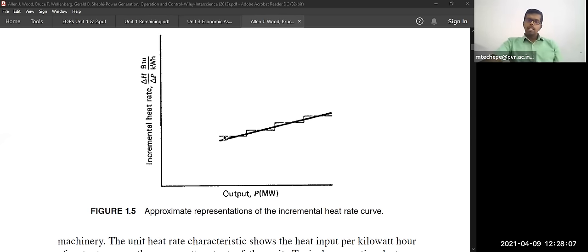The actual net heat rate curve gradually increases with respect to power, and again increases like this. So we are making the non-linear curve linear, and we are going to solve the problem with that. But practically it is a non-linear problem. It will be increasing or decreasing with respect to the output power.